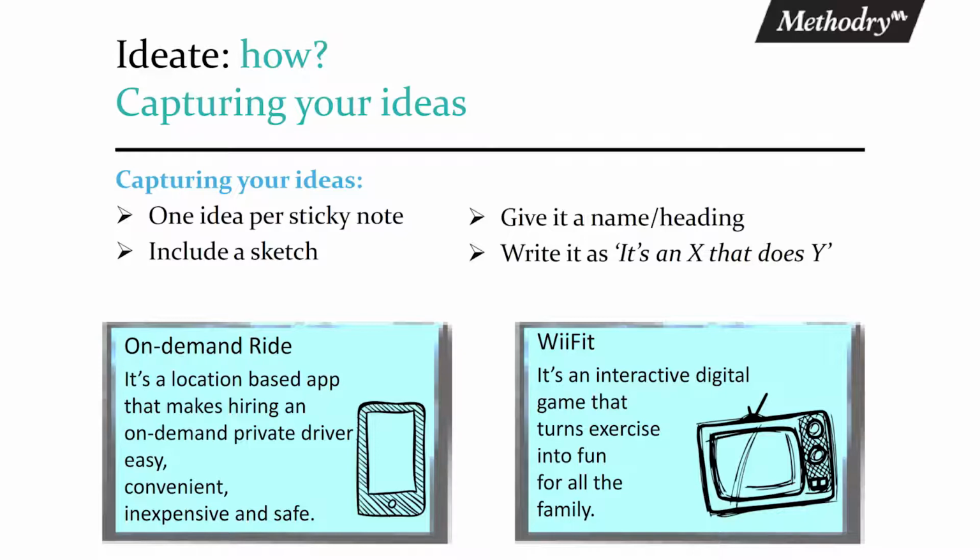So a couple of examples. An on-demand ride, or something similar to Uber. It's a location-based app that makes hiring an on-demand car easier to do. And we can put a little drawing of the phone in that allows us to use that app to select that ride. We could use Wii Fit as an example. It's an interactive digital game that turns exercise into fun for the whole family. And we could draw a picture of a television with the Wii beside it so that we can get a visual understanding of what it's about.